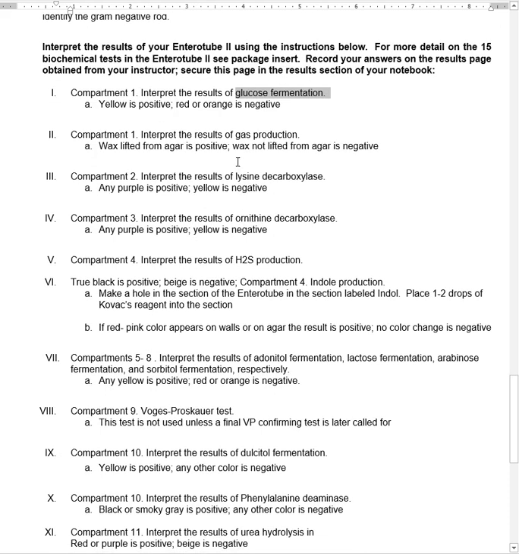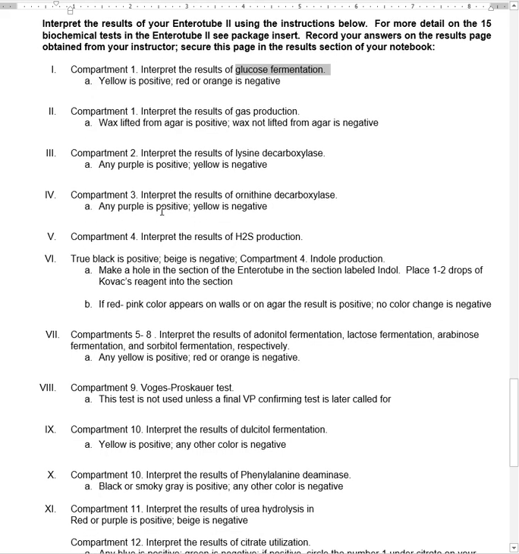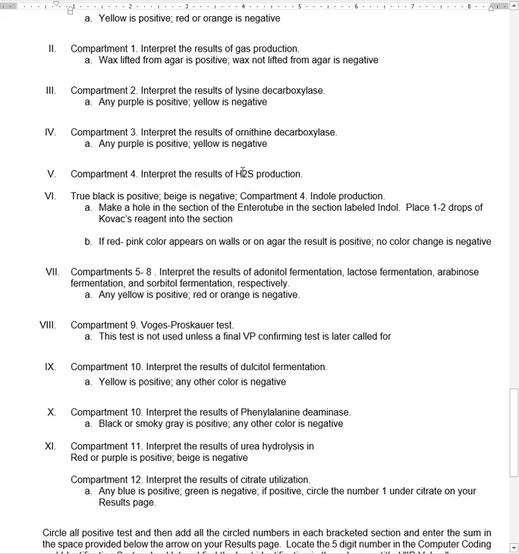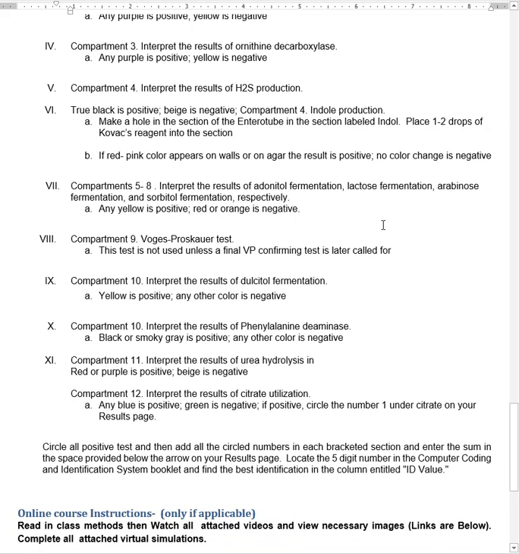Compartment 2, lysine decarboxylase. Any purple is positive, yellow is negative. 3, interpret the results of ornithine decarboxylase. Purple positive, yellow negative. Here's our hydrogen sulfide production again. True black is positive, beige is negative. And also the indole production. We make a hole, and we put some Kovacs just like we did on the SIM tube. If red pink, it's positive, no color is negative.